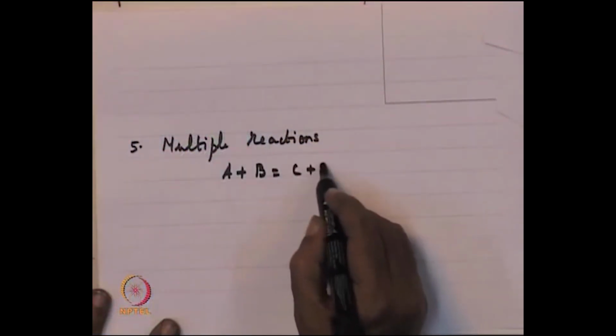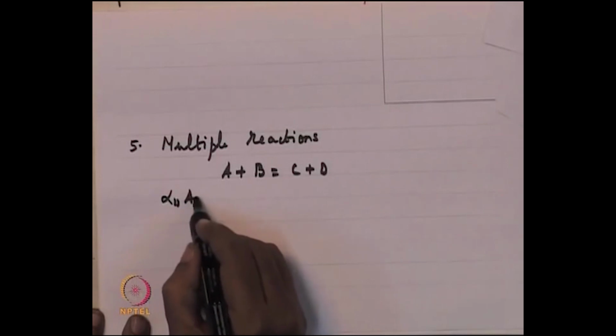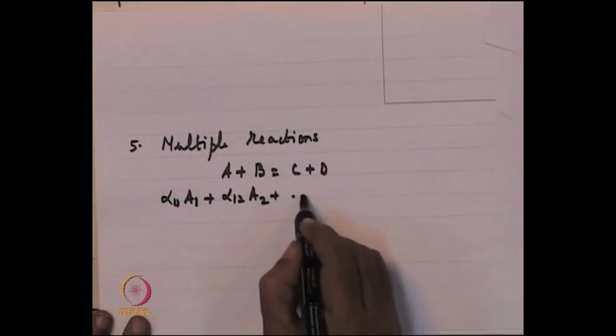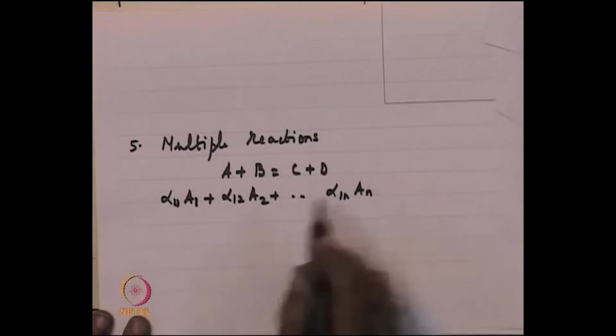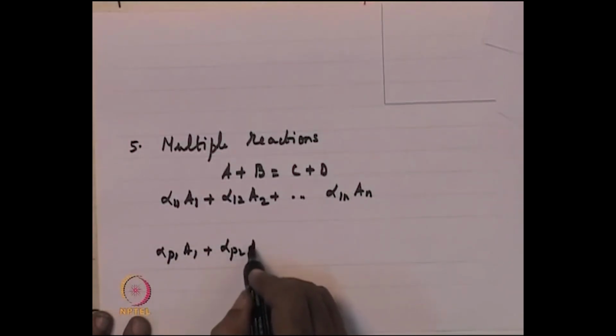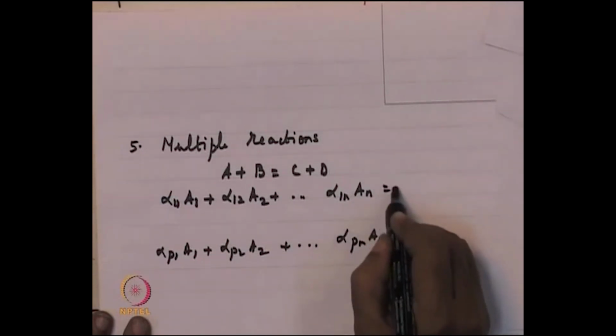What do you mean by multiple reactions? What we want to say here is that, as an example, I write A plus B going to C plus D. This is a single reaction. Now, if I want to talk about a multiple reaction, I can write it like this: alpha 1 1 A1 plus alpha 1 2 A2 up to alpha 1 N AN. Similarly, alpha P1 A1 plus alpha P2 A2 up to alpha Pn AN equal to 0.